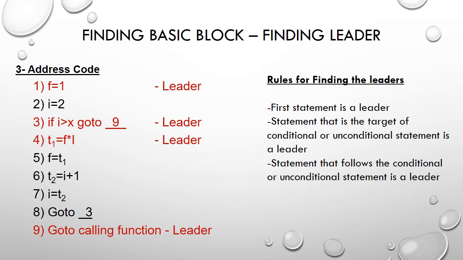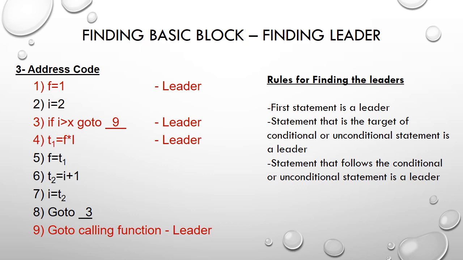We will employ all three rules to find the leaders in the three-address code for the factorial function. The first statement is a leader, so statement number 1 is a leader. Then the target of any conditional or unconditional jump is a leader. Statement number 3 says to go to statement 9, so 9 becomes a leader. So far we have 1 and 9 as leaders: 1 because it was the first statement, and 9 because it is the target of a conditional jump. The target of an unconditional jump is also a leader. The unconditional jump is at statement 8, which says to go to 3, so 3 also becomes a leader.